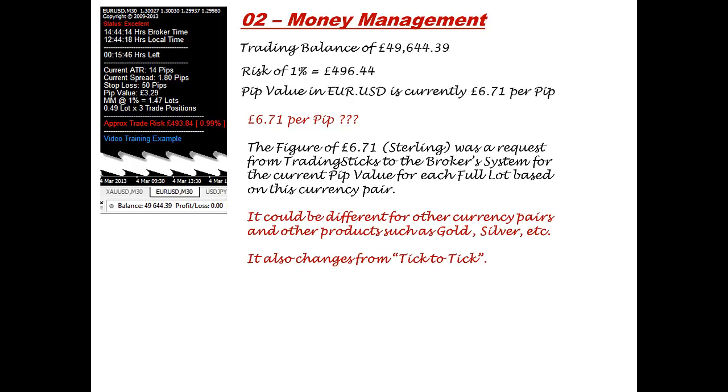The figure of 6.71, which is sterling, was a request from TradingSticks to the broker's system for the current pip value for each full lot based on this currency pair. It could be different for other currency pairs and for other products, such as gold and silver, etc. It also changes from tick to tick.